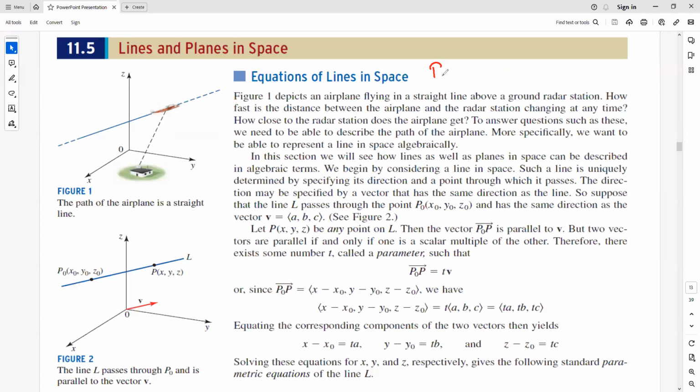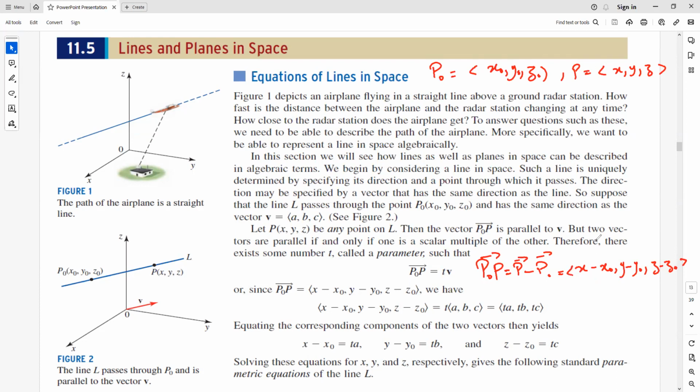P naught is nothing but x naught, y naught, and z naught, and P is simply x, y, z. So if I want to find P naught P, then we have P minus P naught. So we have to subtract the corresponding coordinates, so z minus z naught. So just finding the positions. So this is P naught P, and what will be tv is t times a, b, and c.